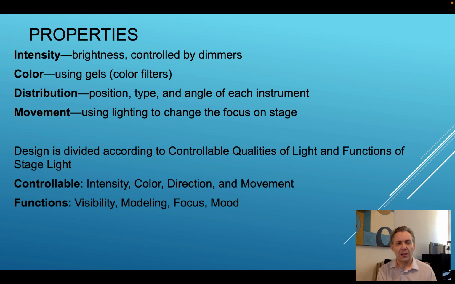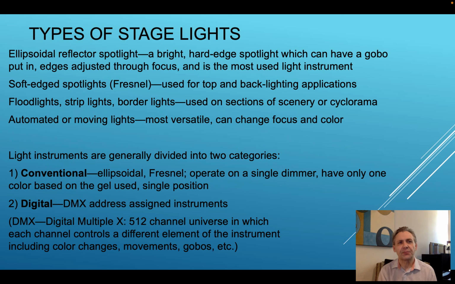What we can control are how intense, what color, what's the direction, and what's the movement to attempt to enhance the functions. So the controllable qualities of light are used to enhance and develop and create what the functions of light are supposed to do. I hope that makes sense.